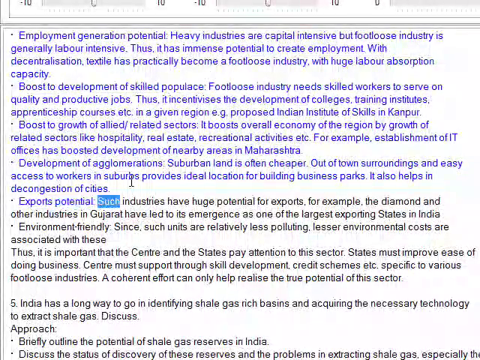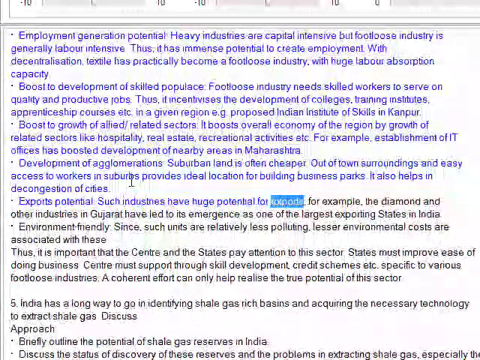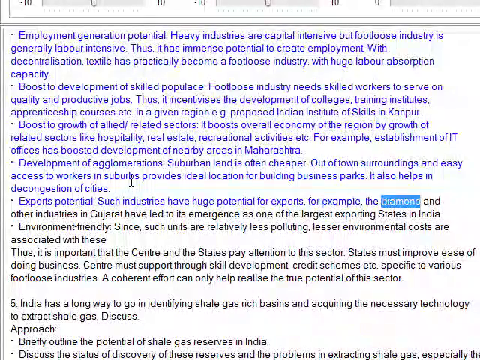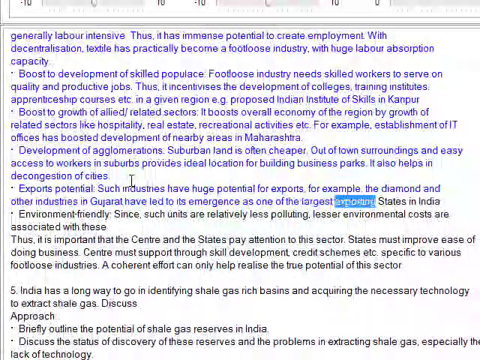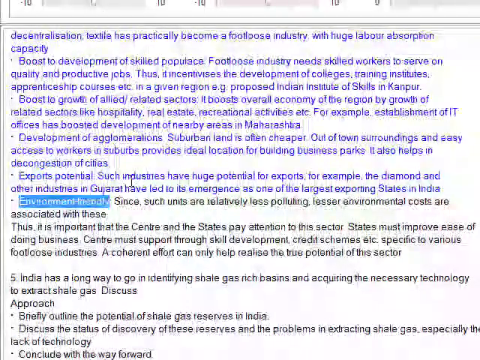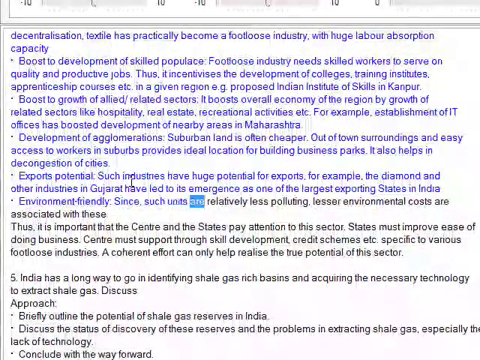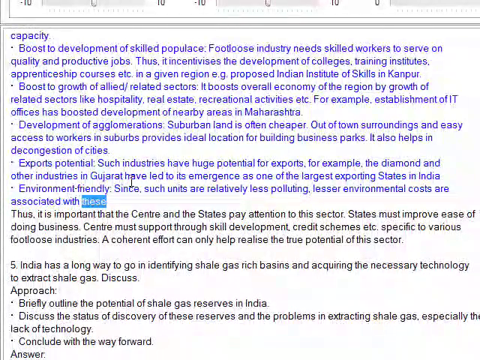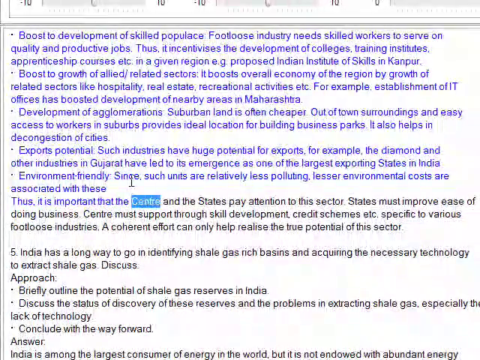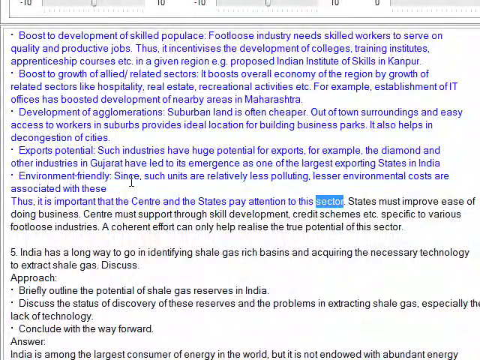Exports potential. Such industries have huge potential for exports. For example, the diamond and other industries in Gujarat have led to its emergence as one of the largest exporting states in India. Environment friendly, since such units are relatively less polluting, lesser environmental costs are associated with these. Thus, it is important that the Center and the states pay attention to this sector.